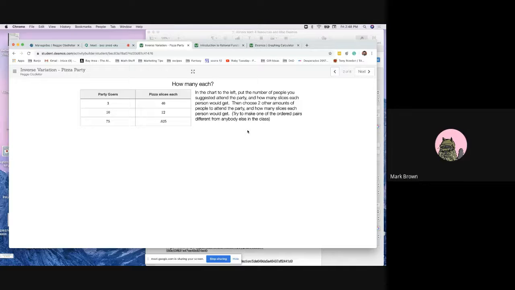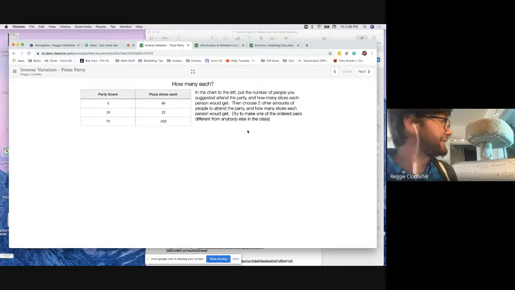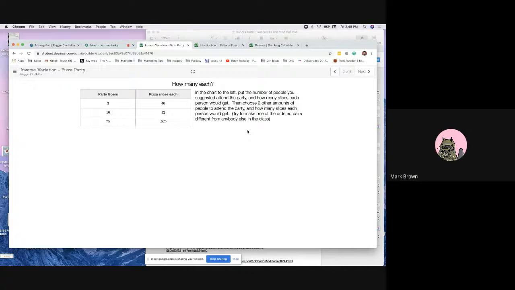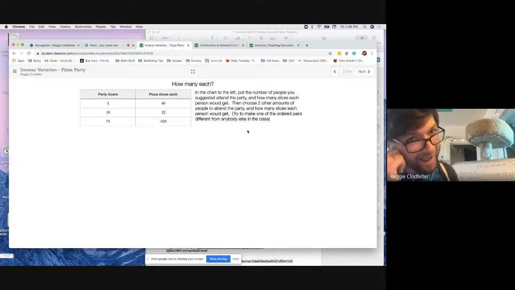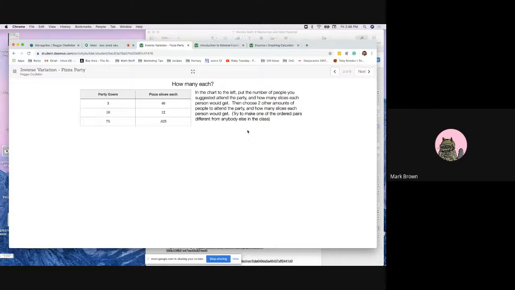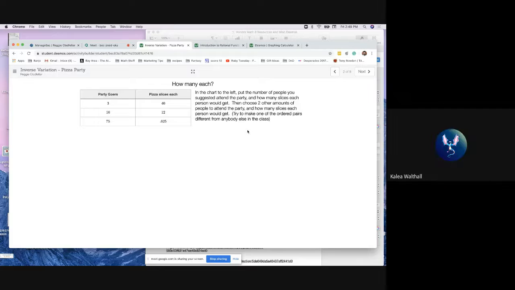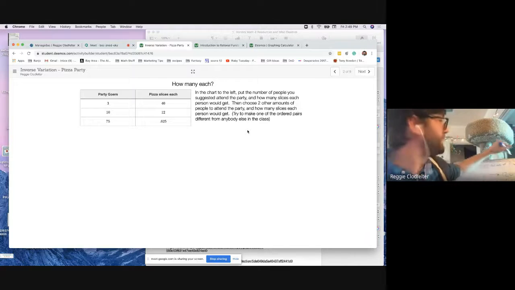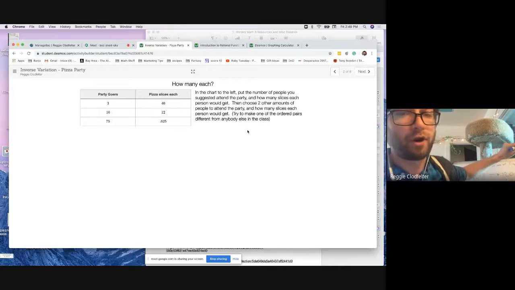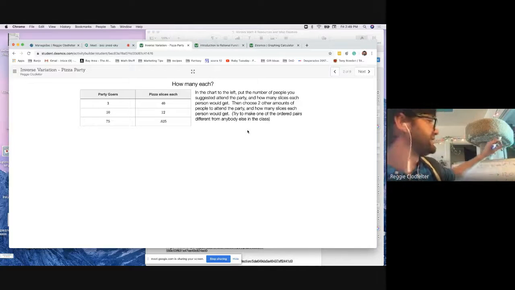Unless you can put 1.2e minus 98 in on Desmos. Absolutely not. Okay, so on the chart to the left, put the number of people you suggest attend the party. So how many people do you want at your party? You said 1 first, right? So you'd put 1 at party goer and 120 on pizza slices each.